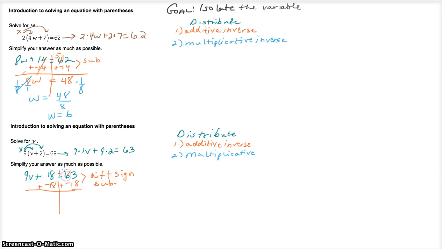So I can borrow here, which will give me 5 in the tens place and 13 in the ones. 13 minus 8 is 5. And 5 minus 1 is 4. So we'll end up with 45. And over here, these will cancel out, and our 9v is going to drop down. So we'll have 9v equals 45.